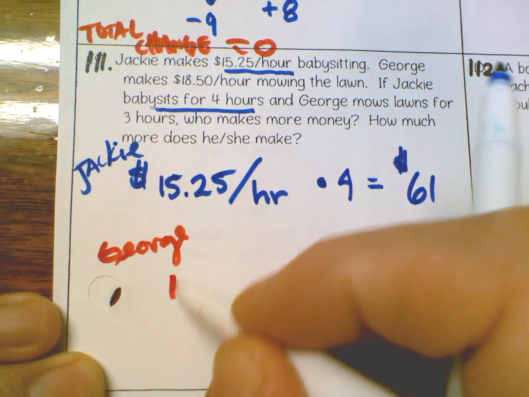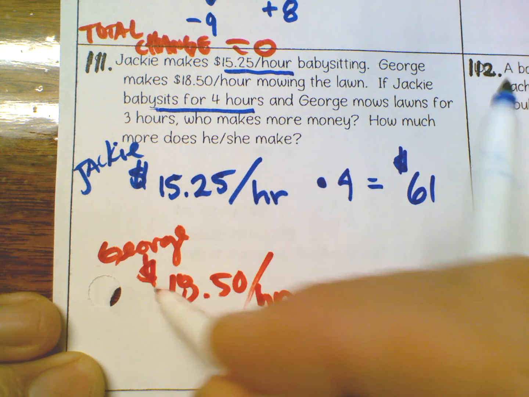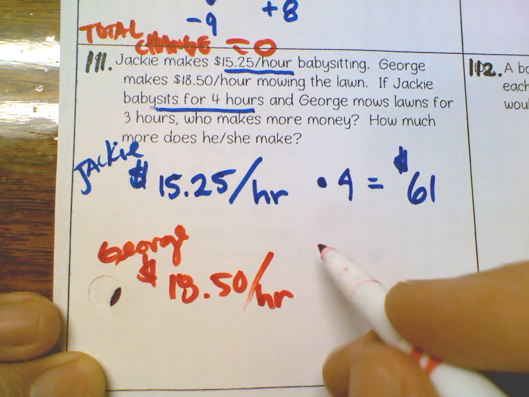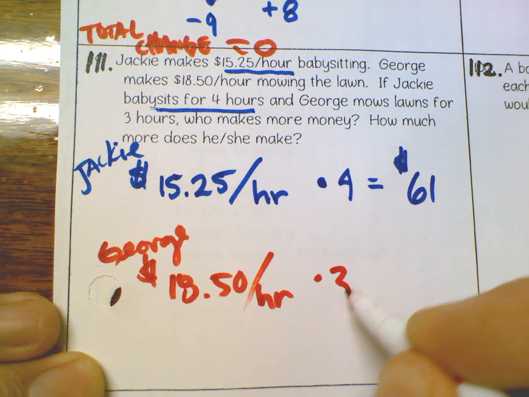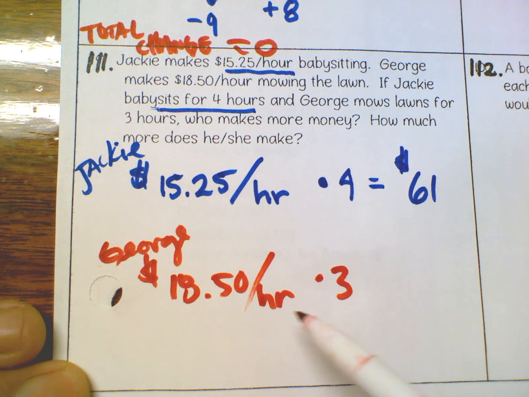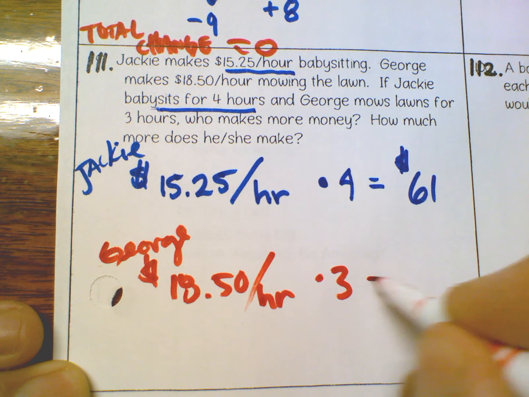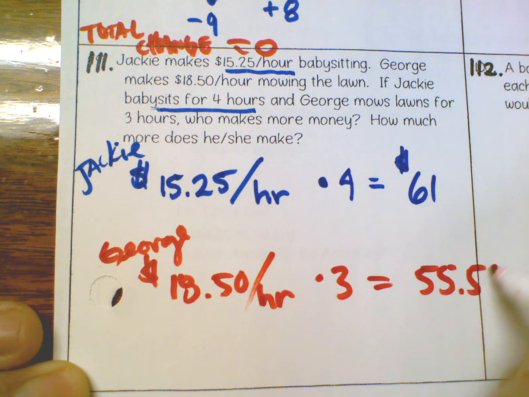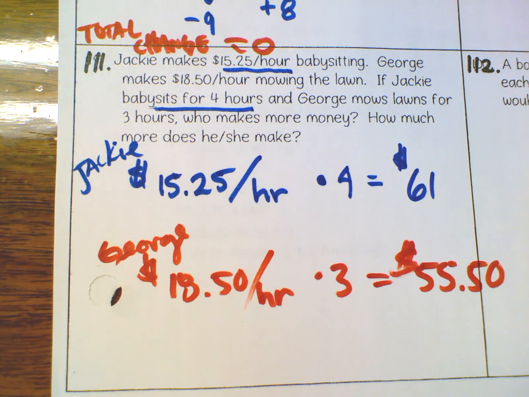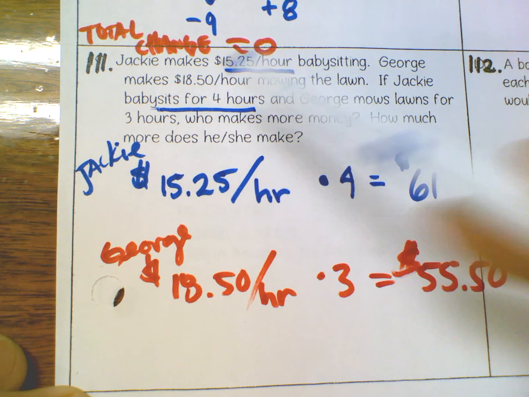George, on the other hand, makes $18.50 an hour, right? And George is mowing lawns, and he mows lawns for 3 hours. So I want to know what he totally made, and I'm going to multiply that by 3. So let's see, 3 times 18 is 54 with another $1.50, so $55.50. So George makes $55.50. So that means that Jackie makes more.